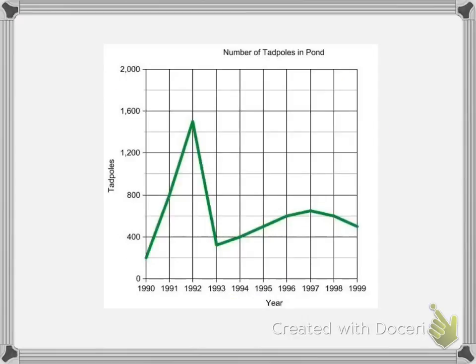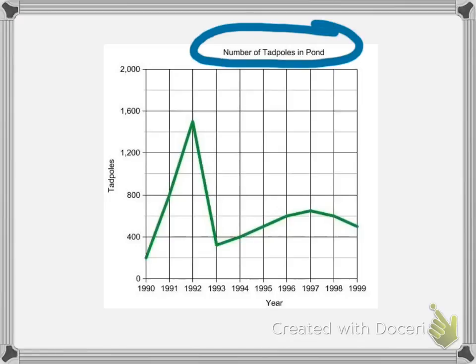Okay, so this is another graph, and again, if we look at the title, that's the first thing to do, is look at the title: number of tadpoles in a pond. The x-axis is the year, and the y-axis is the number of tadpoles. So you can see this is happening over time. There are a couple of interesting things that happen in this graph that are of note.